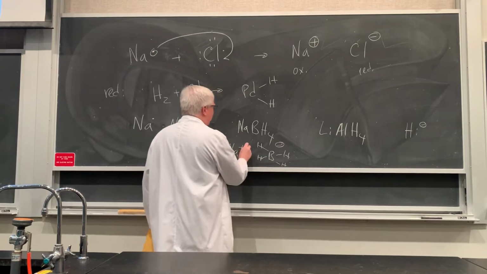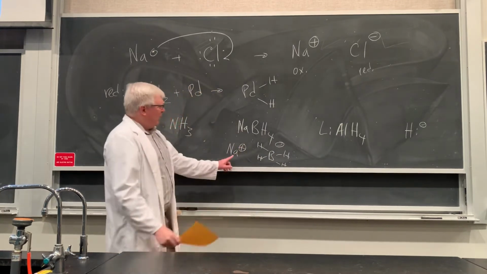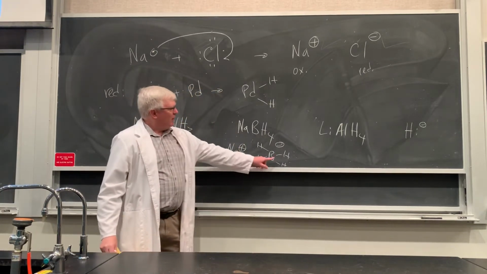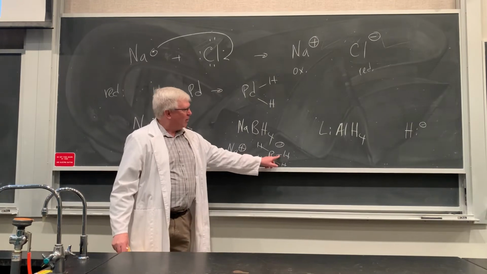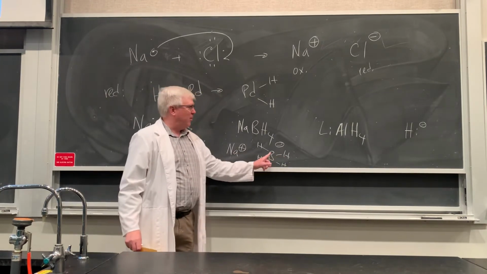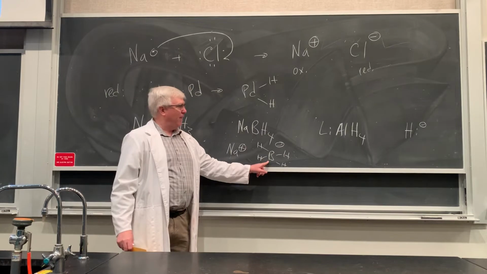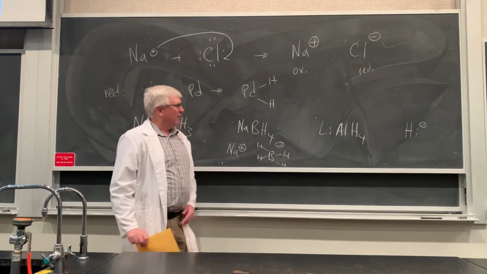Right, negatively charged, okay? So if you draw out the ionic version of this reagent, you see the potential to transfer a hydrogen with its pair of electrons to give the neutral borane, okay? So that is the reduction source.